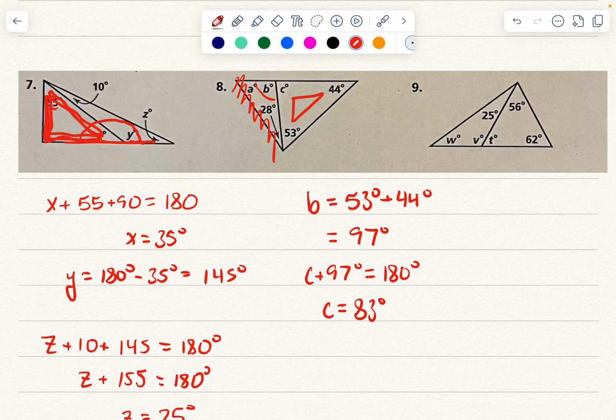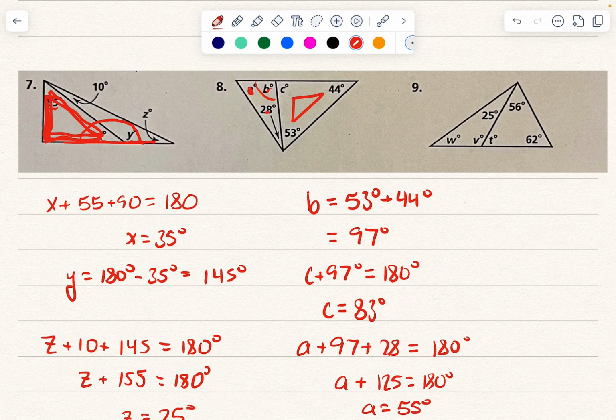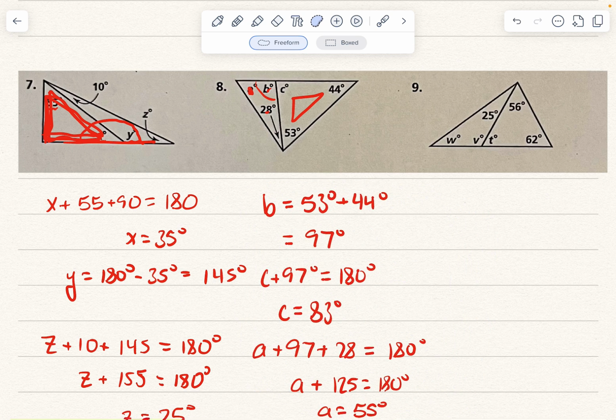And then I look and go, okay, well, what about A? Okay, now A, I can see that A, B, and 28 all add up to be 180. So A, which I don't know, plus B, which is 97, plus 28, all must add up to be 180. So 97 and 28, I think, is 125. So I have A plus 125 is equal to 180. So therefore, A is equal to 55 degrees. Awesome. And now moving on to the last one of this set.